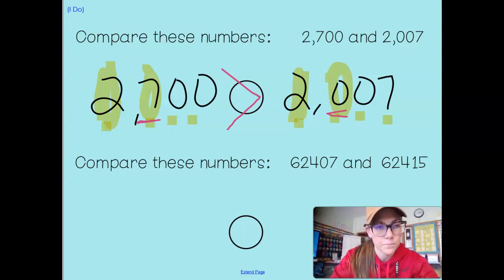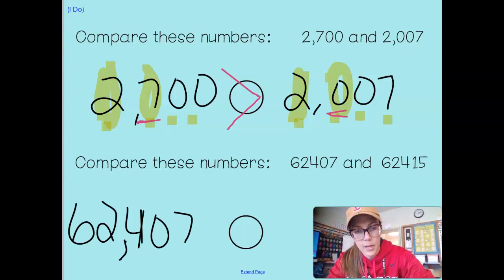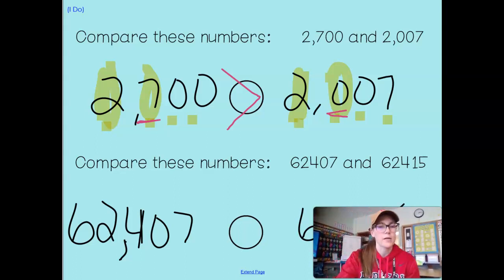My first number is 62,407. And my second, no, that's a comma. And my second number is 62,415. Now I have my comparison circle in the middle where I'll put my symbol when I'm done, and I'm going to use a highlighter because it helps me figure out what place value I'm concentrating on.